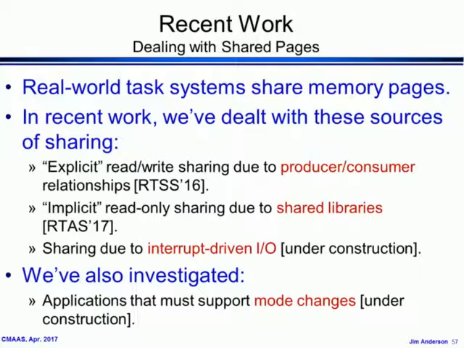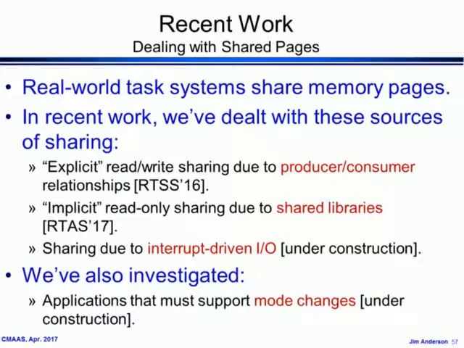So one thing that real-world systems do is that tasks and also the OS share memory pages. So what about that? We had a paper in the last RTSS that talks about how to doctor all this stuff up and make it work well enough if tasks interact with each other through producer-consumer buffers. We had a paper that Namhoon just presented 2 days ago about a read-only kind of sharing that happens through shared libraries. So how do you economically account for shared libraries and get all the hardware management to work?